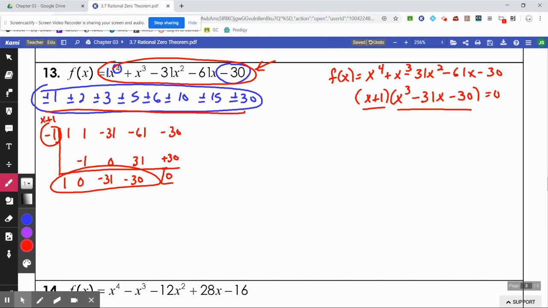So what you can do, if you would like to, you can reevaluate this. You can do, okay, now let's take this constant term and this coefficient, find all the factors of 30 over all the factors of 1, and sometimes you can shorten this list. In this case, it actually ended up being the exact same numbers.